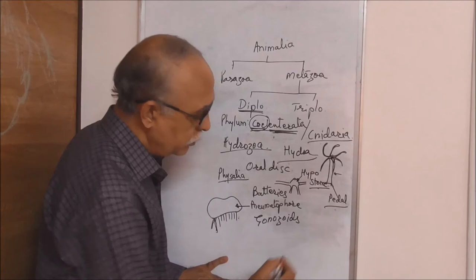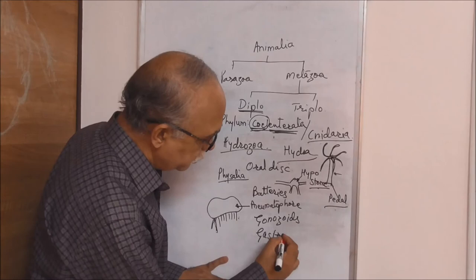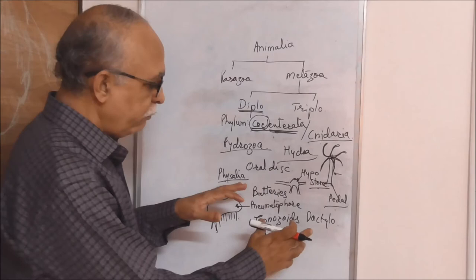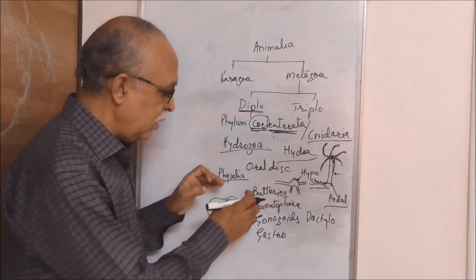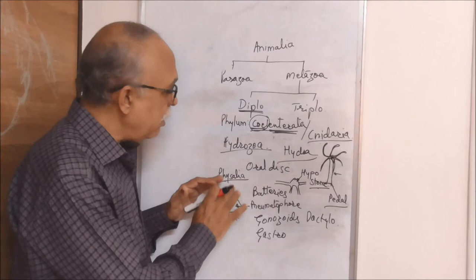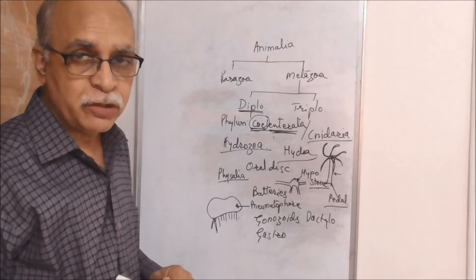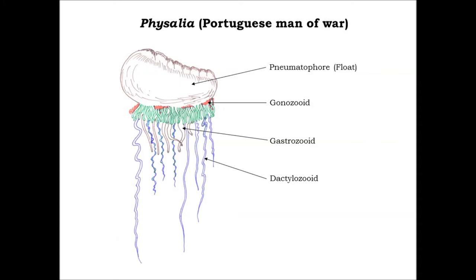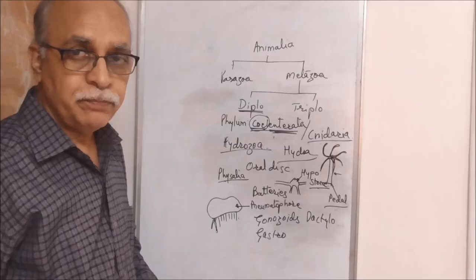Some of these are nutritive in function. They are called gastrozoids. And some of these are defensive in function. They are called dactylozoids. So three types of hydrozoids stay attached to this single float, the pneumatophore. See, it looks quite like a jellyfish. It looks quite like a medusa, but it is not a medusa. This is a float, a support to which a number of hydrozoans stay attached. So it's a kind of colony of organisms with different functions assigned to different forms of organisms. That is what Physalia is, an example of Hydrozoa.